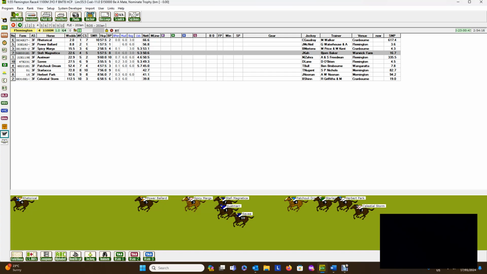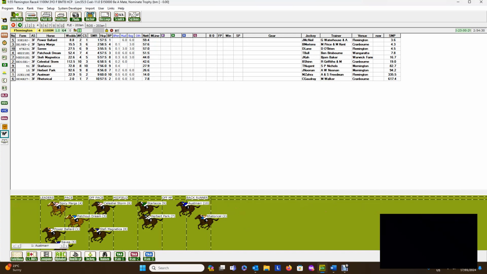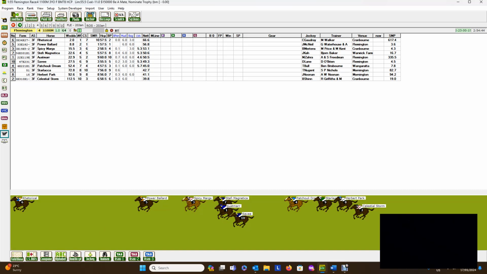So if you can't find a reason for it, you might have a suspicion that it's set up for that particular race. Okay, and as you can see down here, we've got the map. If we change it to what's going to be closer up front and what's not, you look at the leaders and you've got Power Ballard, Spicy Mugs and so on. And of course Power Ballard is there, and Savee. So you've got the on-pace runners clearly marked there, which can be a big help.